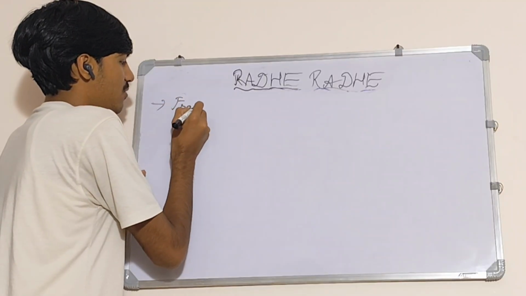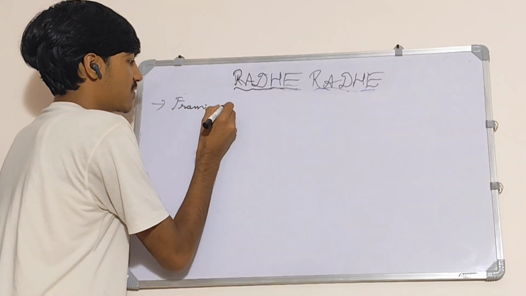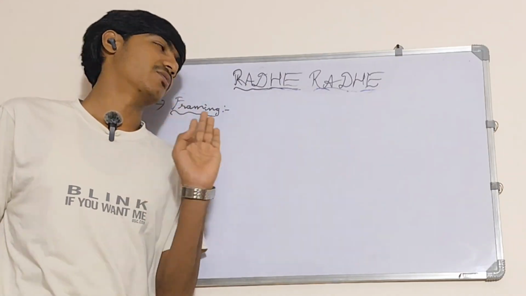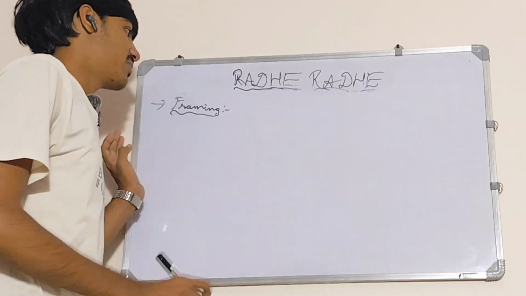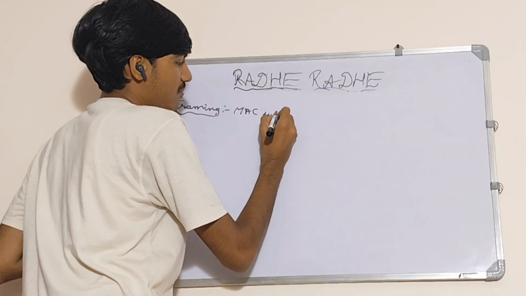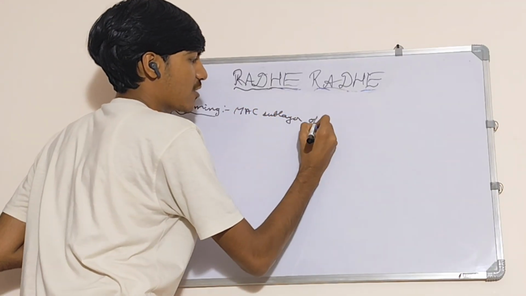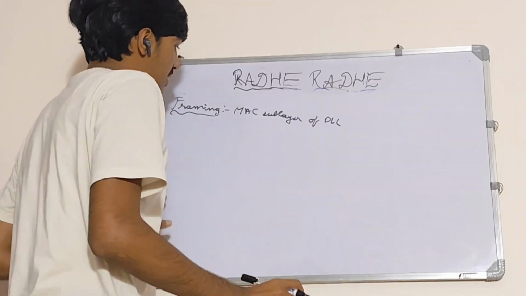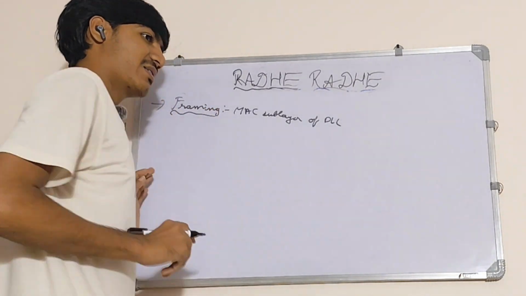We have framing as the first service of the data link layer. I told you framing is carried out by the MAC sublayer of the data link layer. Fine with you guys? Okay, what is framing?